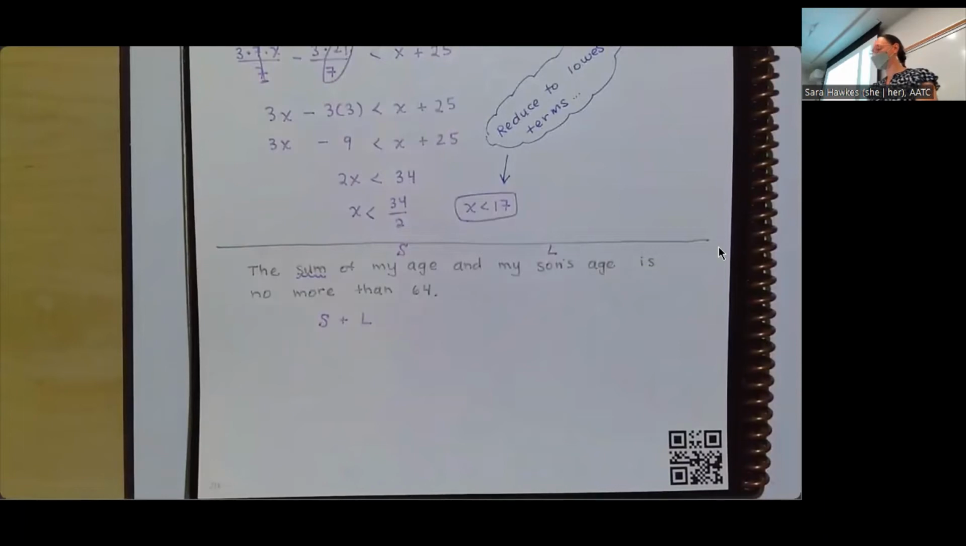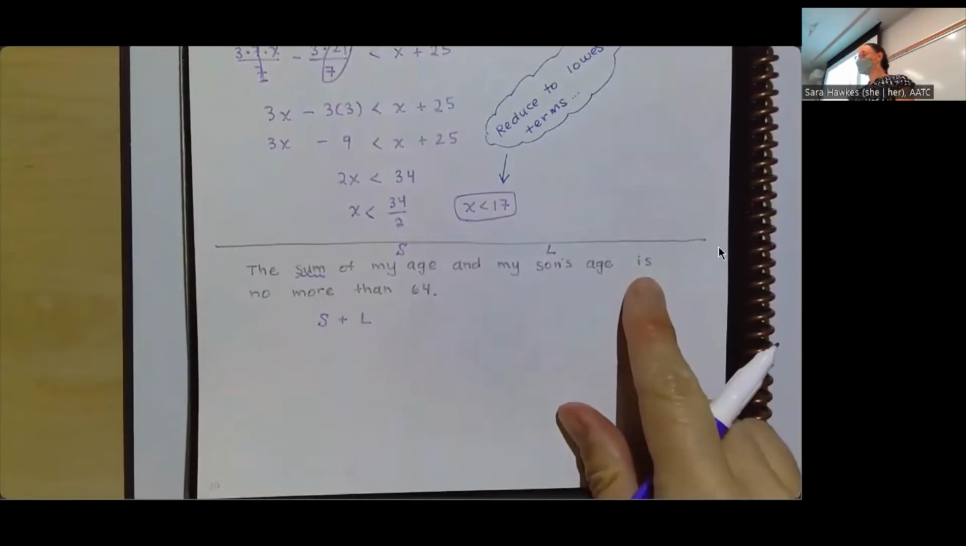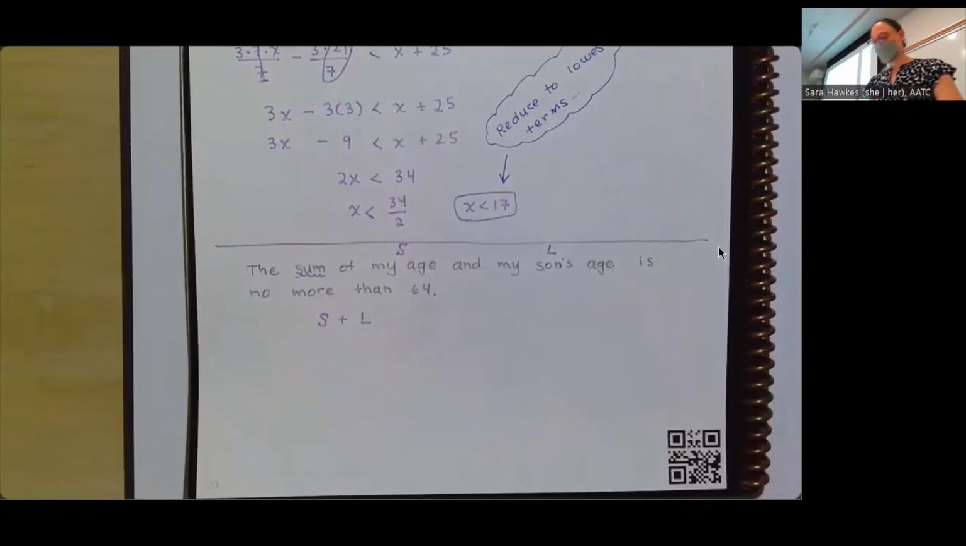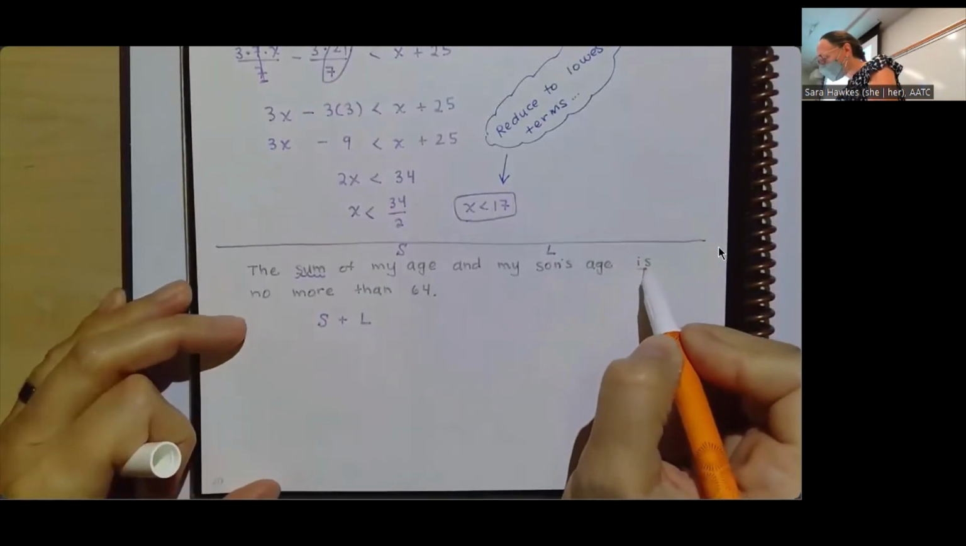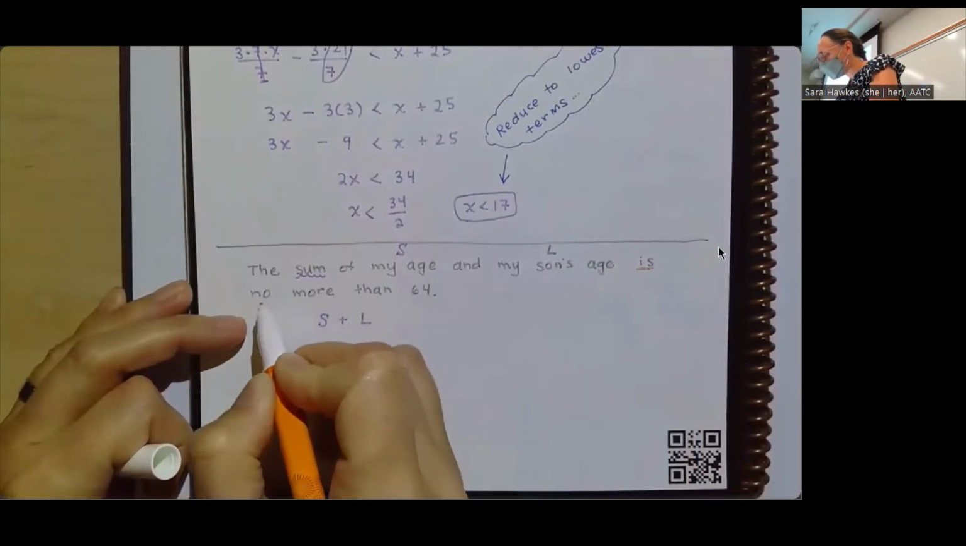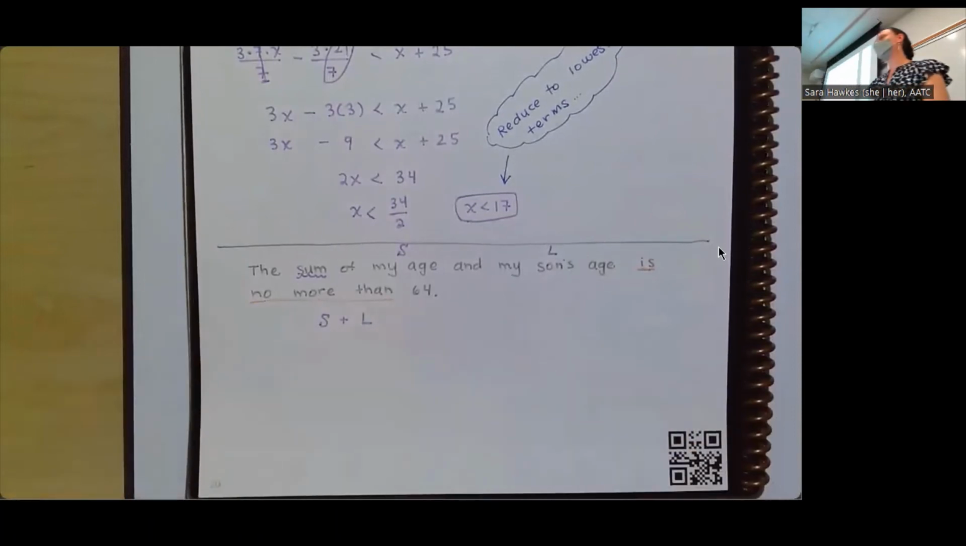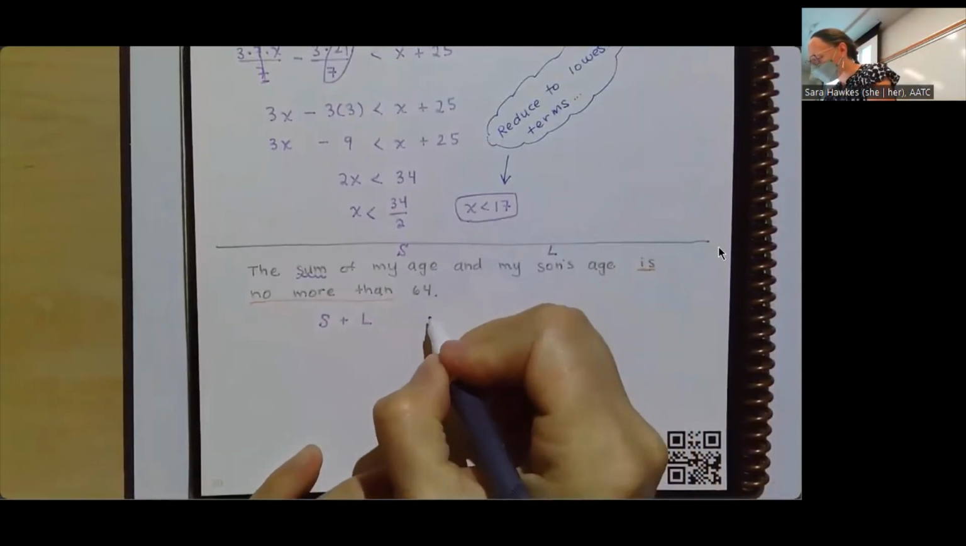That's the sum part. Now, I said before that is means that we're going to have an equal sign, but unfortunately, that wasn't quite as clear as it could have been. Because I really need to look at this whole thing together: is no more than 64. So I'm going to put the 64 in.